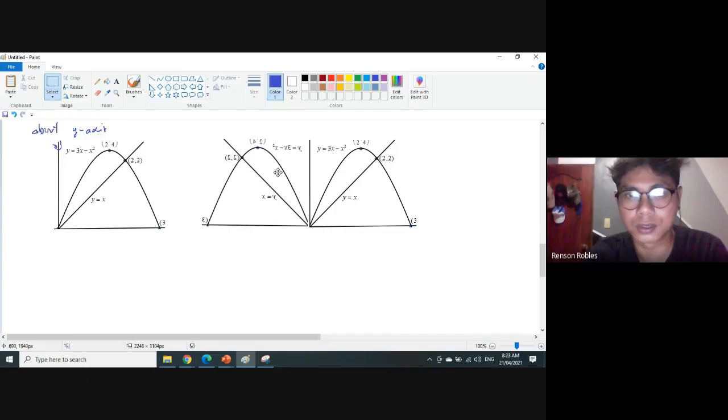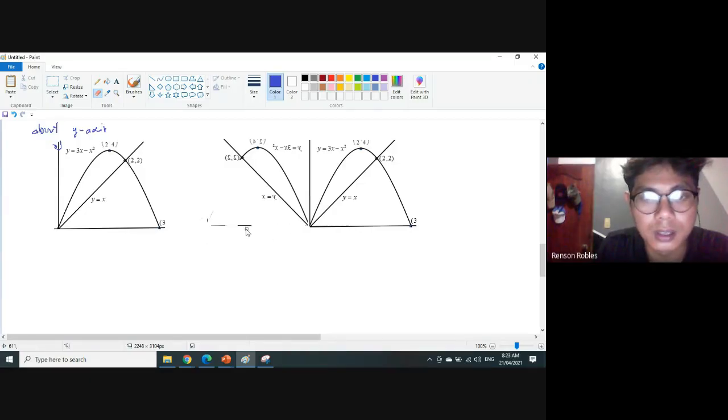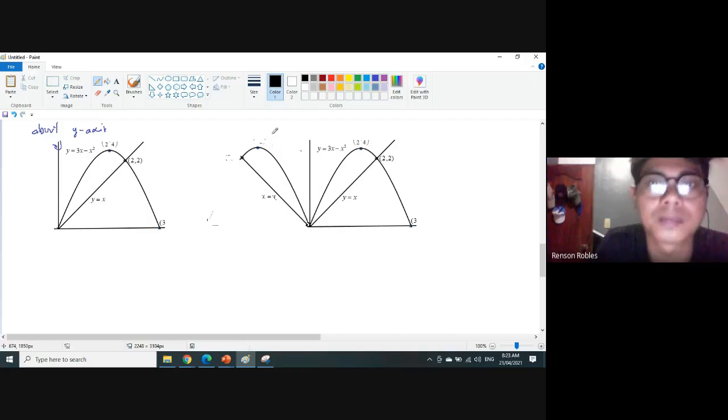Oops. Yeah, that's it. I'll just remove this part. This is no longer important. And diretso ko lang siya dito. Oops, I use black. Hold on. Then try to observe what will happen.